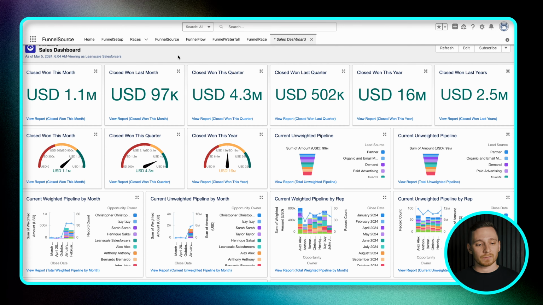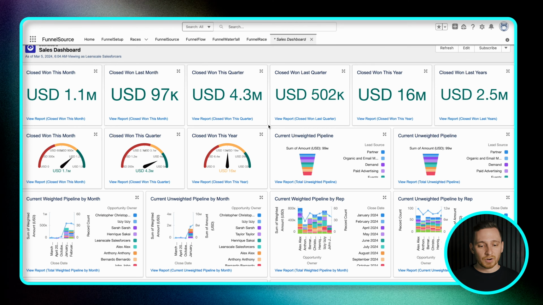So I break down closed won deals by this month, last month, closed won this quarter, last quarter, this year, and then last year. It gives me a really quick way to look at what we've closed in the current time period we're in, how does that compare to the past, and then what are we on trend for the remainder of the year.